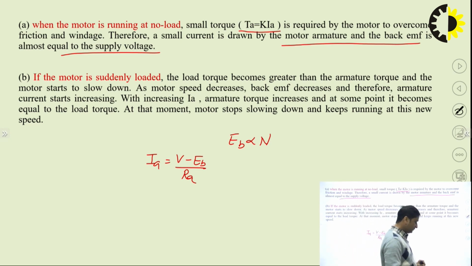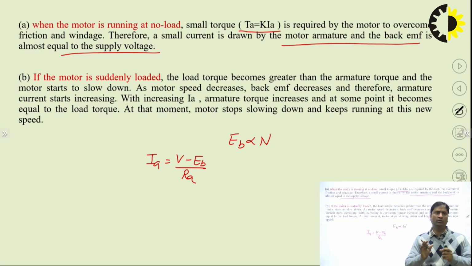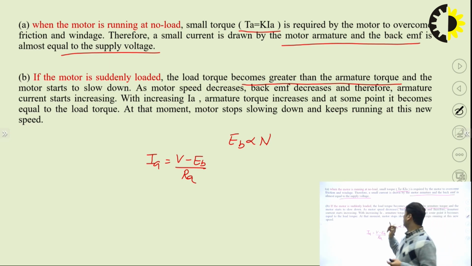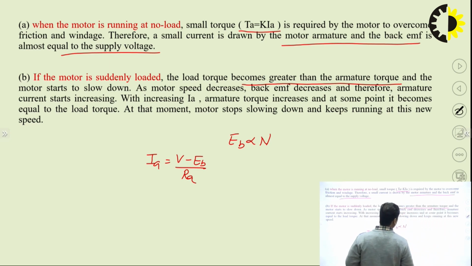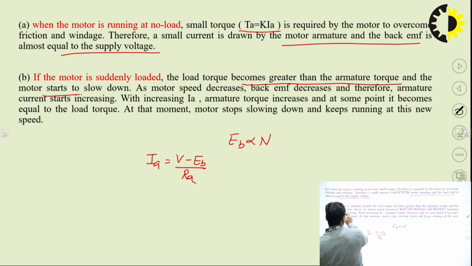Now the next case is if the motor is suddenly loaded. Suppose you put a load on the motor, then what will happen? There will be a load torque, and this load torque becomes greater than the armature torque, because the armature is providing some torque. When the load torque suddenly increases and becomes greater than the armature torque, the motor speed will decrease, and the motor starts to slow down.